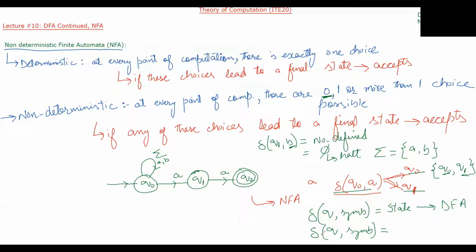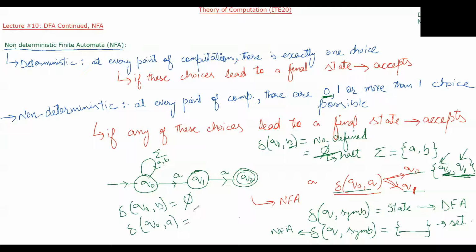So you can see that in an NFA, the output of a transition function is a set. Okay. This set may be an empty set. Empty set means no transition is defined. Or this set may contain multiple states. Multiple states means these multiple choices are possible. Okay, so let me give an example. In the case of Q1 comma B, what will be the output? The empty set. In the case of Q0 comma A, the output can be either Q0 or Q1.